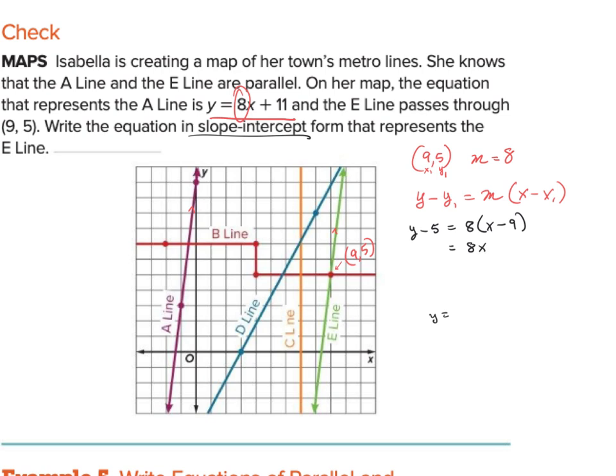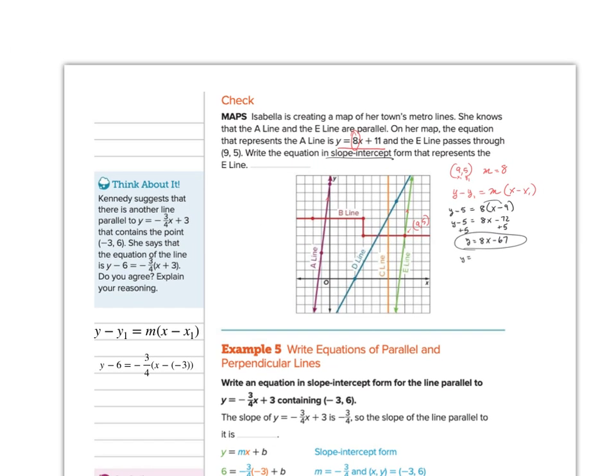I have 8 times x, and then minus 8 times 9 is 72. Y minus 5 over here. Let me go ahead and add 5 to both sides. And then y is equal to 8x minus 67. So that is the equation of the line in slope-intercept form.